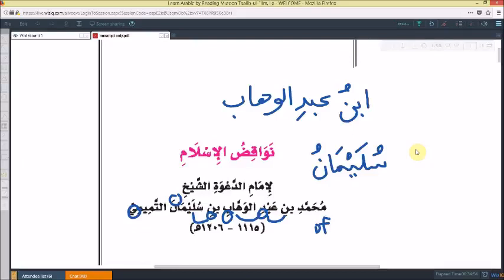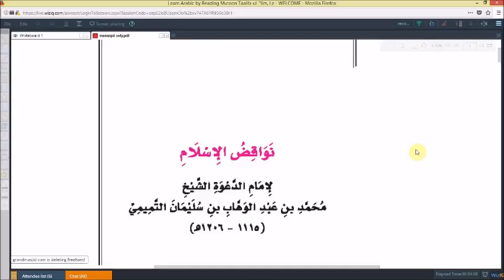So this is a brief reason of why all our kasras are there. When we read the title and the Sheikh's name, Nawaqid-ul-Islam, li Imam al-Da'wati, al-Sheikh Muhammad ibn Abdul Wahhab ibn Sulaiman al-Tamimi, we understand that, am I right? And we understand why the kasras and all that is there, what could be replaced and all that, correct? Pretty much.